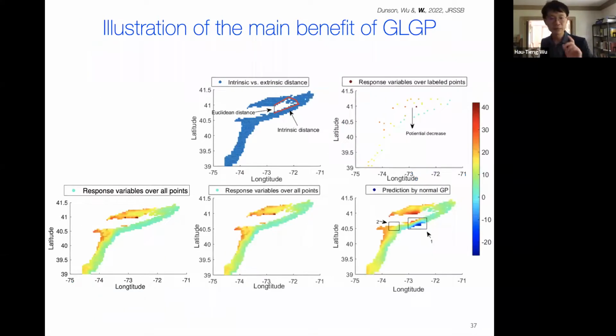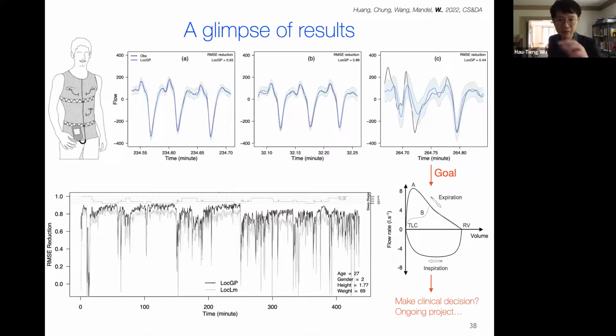The main benefit here is that it respects the intrinsic distance, so you don't need to worry about the contamination of the Gaussian process by the geometry, which is shown on the right bottom plot. There are a lot of artifacts. And this is a glimpse of the results showing how the airflow signal is recovered and so on.